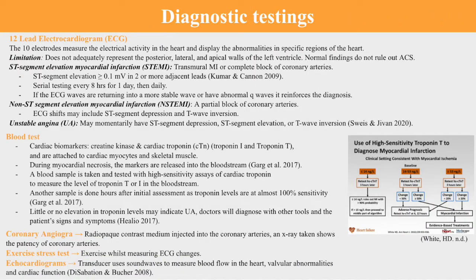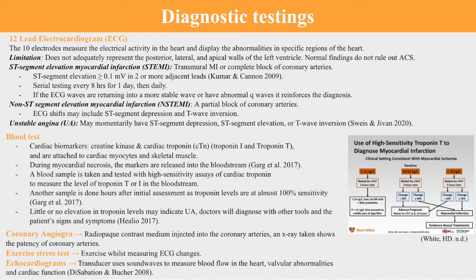In this slide, I will be going over the diagnostic tests used in ACS. The two main tests used to diagnose ACS are ECG and blood tests. ECGs use 10 electrodes that are attached to the thorax and limbs to detect the electrical activity of the heart. It will show the abnormalities of the heart and the perfusion of blood.